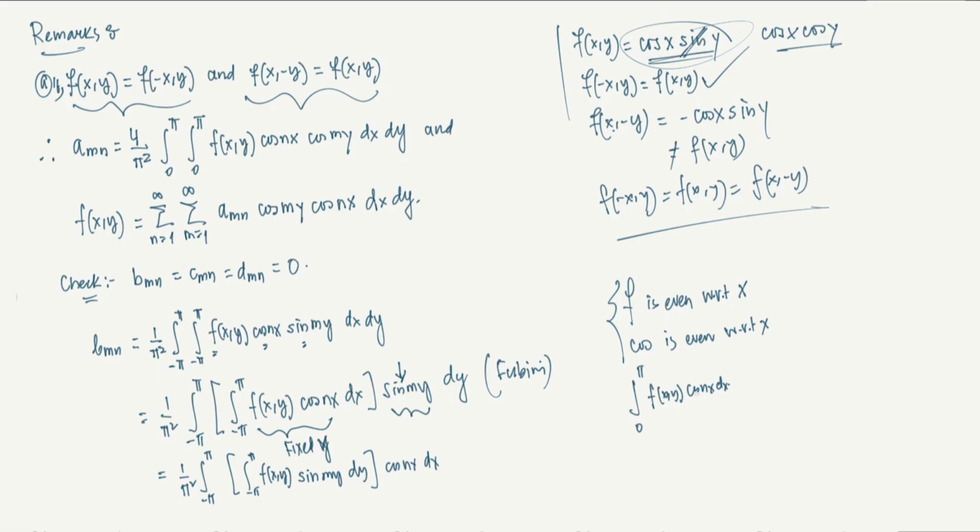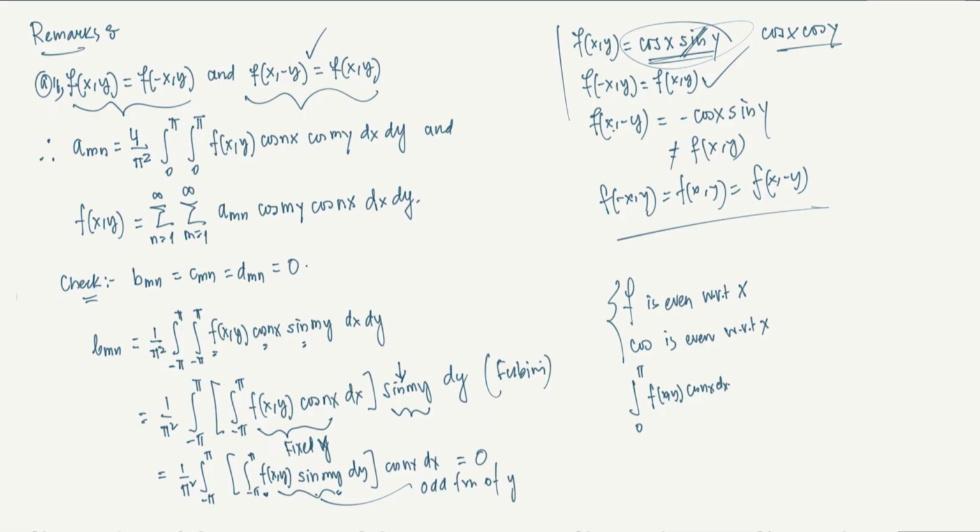Now again, if you do a similar thing, f here with respect to y is an even function, but sine is an odd function, so the product is an odd function of y for a fixed x. Between minus pi to pi, what is going to happen? This is going to give me 0. So the integral of 1 by pi square from minus pi to pi of 0 dx is going to be 0.